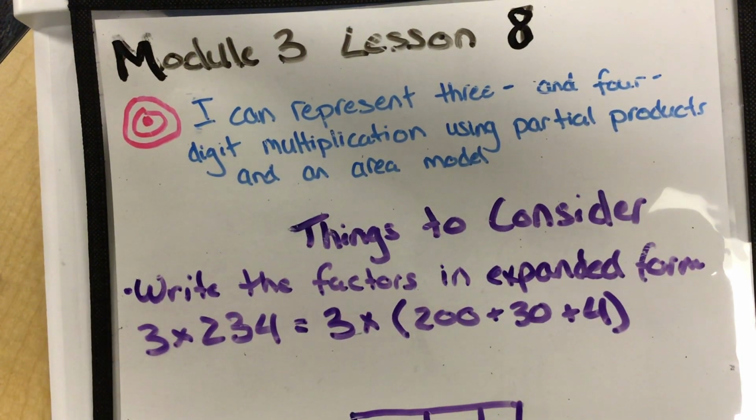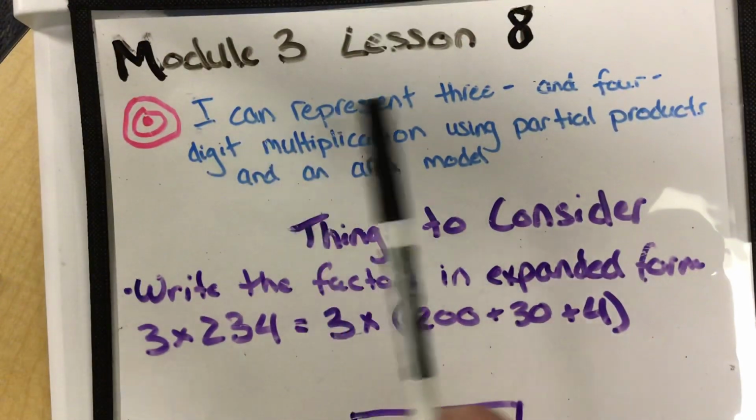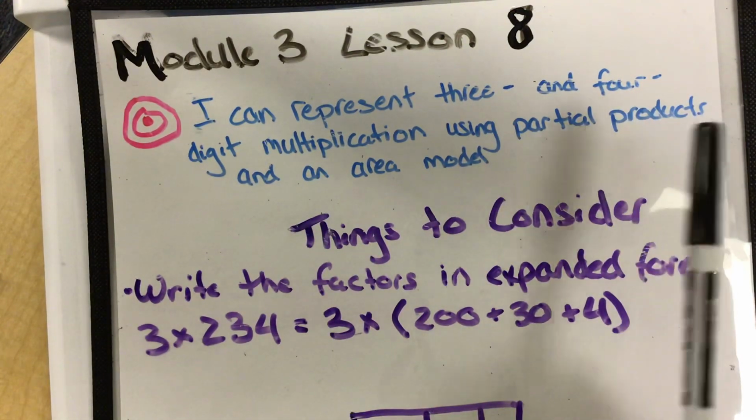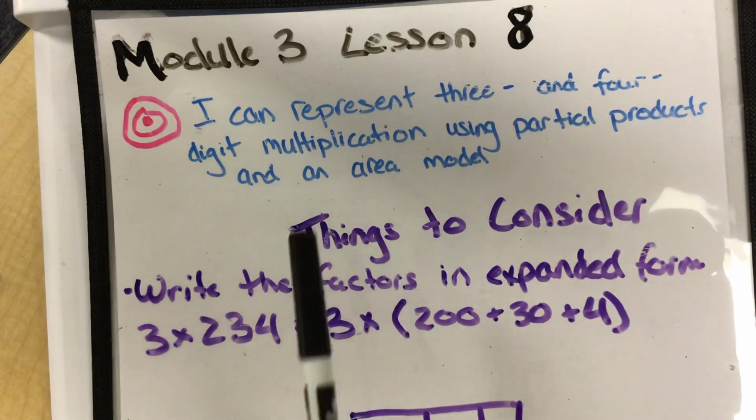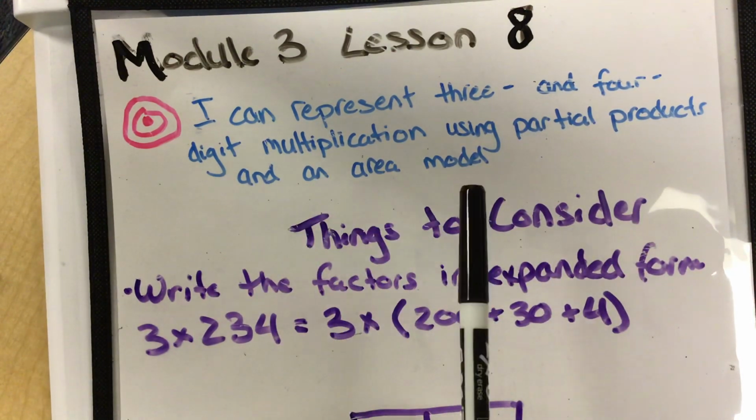Hello, fourth graders. Today we're moving on to lesson 8 of our math unit, or math module. Today we're moving on from doing 2-digit by 1-digit multiplication to being able to represent 3- and 4-digit multiplication using partial products. And I'm going to show you how it works with an area model.